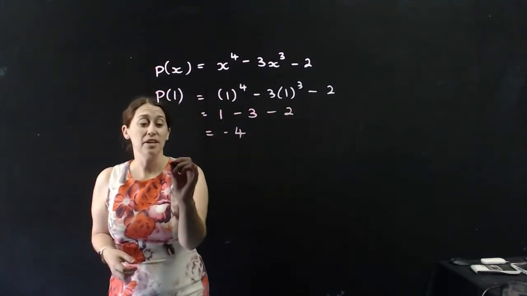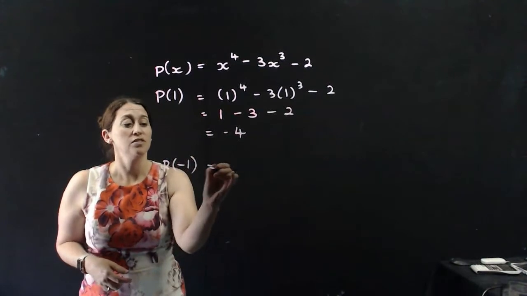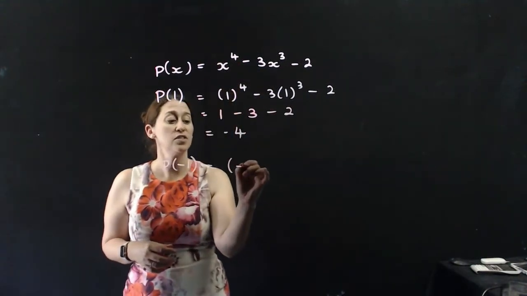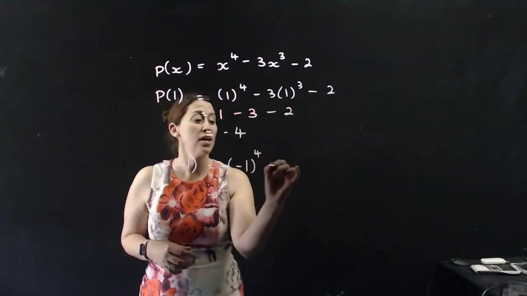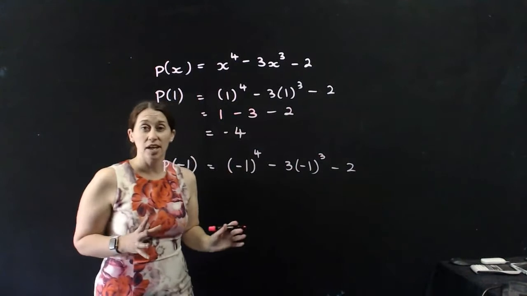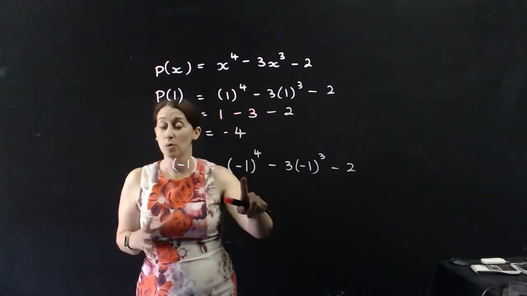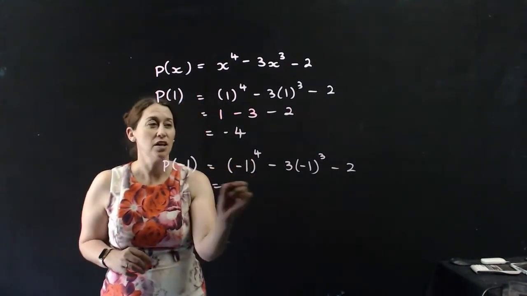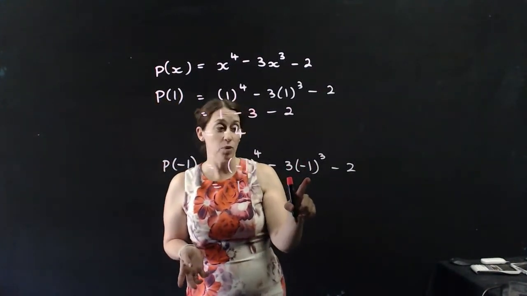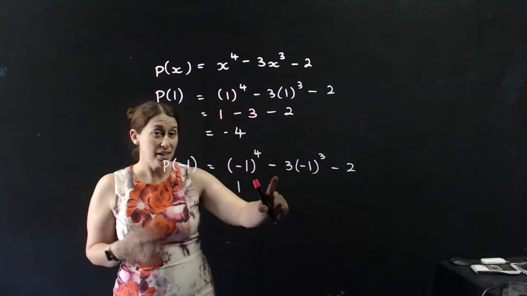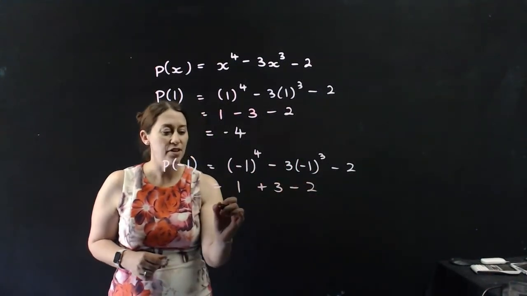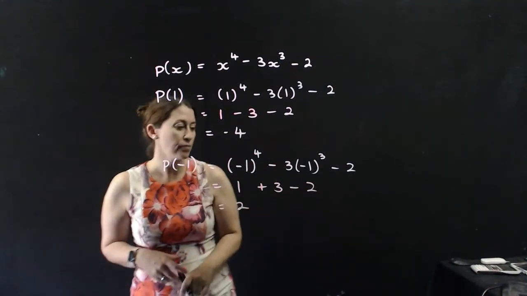Now I'm going to work out p of negative 1. Let's find out what's the value of this when x is negative 1. So again, I'm subbing it in using my brackets so I don't make any mistakes. I can work each thing out individually. Now, when I put this to a power 4, this becomes positive. So that becomes 1. This to the power 3 stays as negative 1. And then I'm actually multiplying it by a negative 3, so it becomes plus 3. And then I've got minus 2. So altogether, my answer is 2.